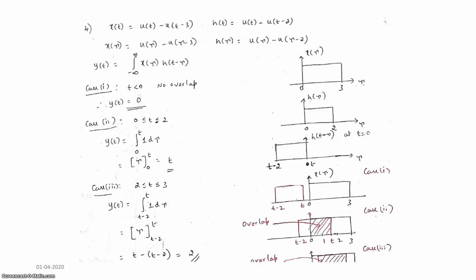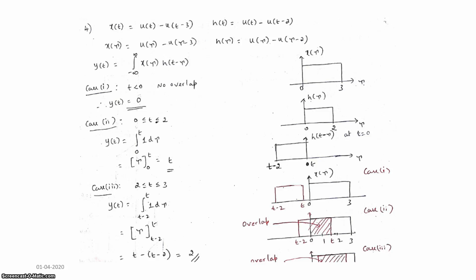And condition 1, when I consider t less than 0, you can observe there is no overlap, the output is 0. Now here you should observe the width of the signals. The width of the first signal is 3 and the width of the second signal is 2.